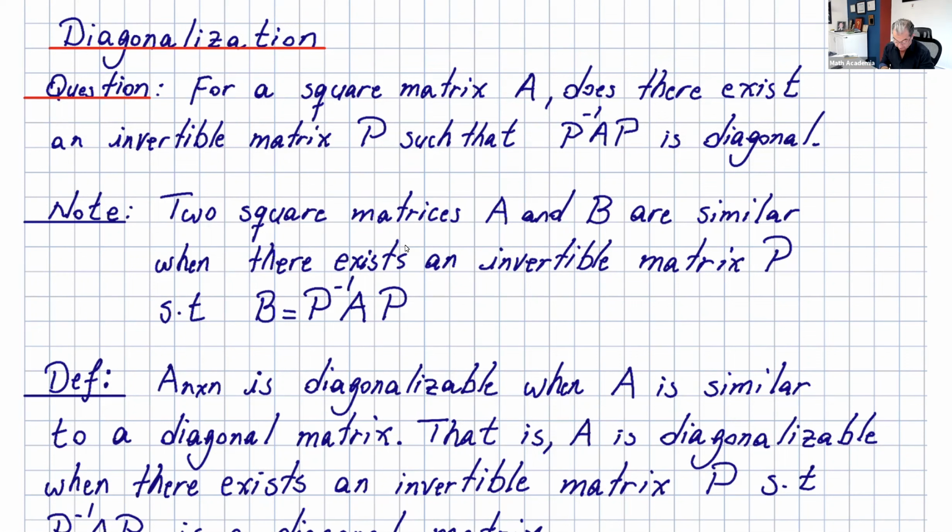Now, before going through the examples and definitions, let's go over this note. Two square matrices A and B are similar. Please remember that: similar matrices. They are similar when there exists an invertible matrix P such that we can write B as P inverse times A times P. So if you have that relation, then you can say B and A are similar matrices.